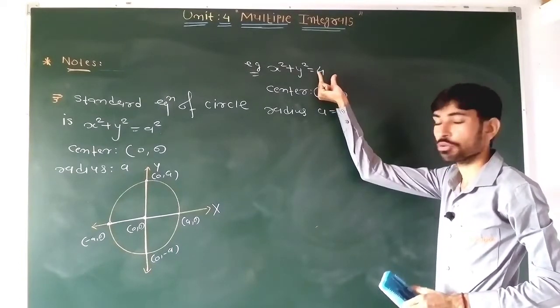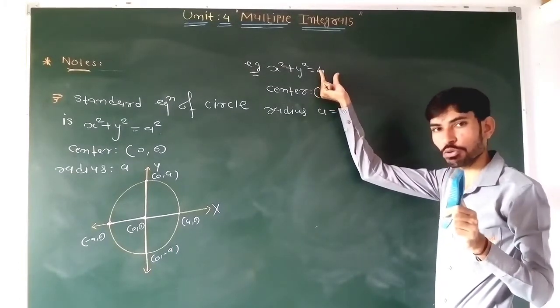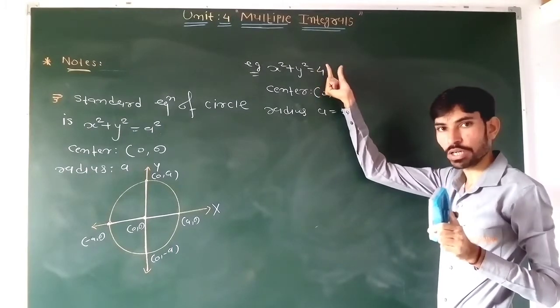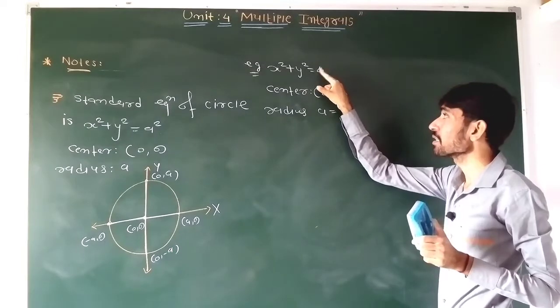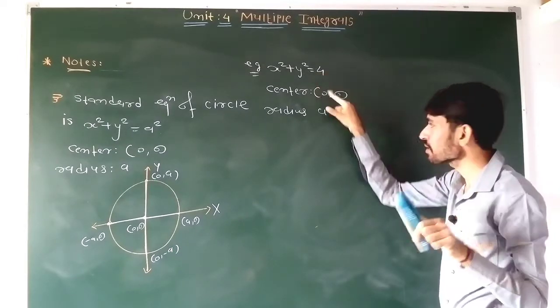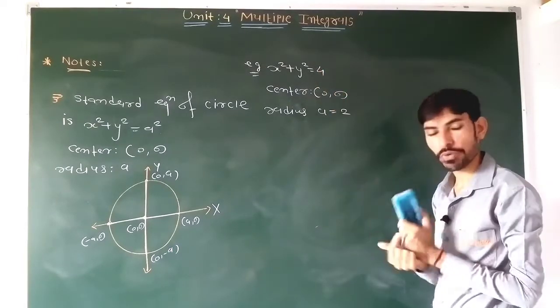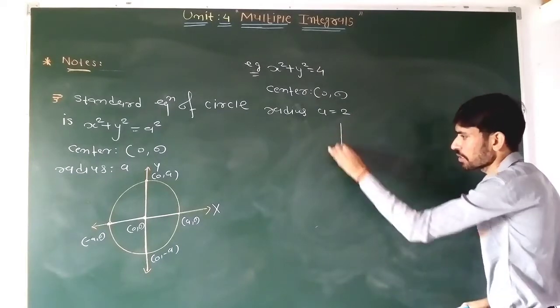Many students, when asked to draw a circle, draw it, but through which points? They use 4, 0, 0, 4, -4, 0, 0, -4. That is nothing but your a square. Our radius is a, so find its square root. So now we draw this circle.